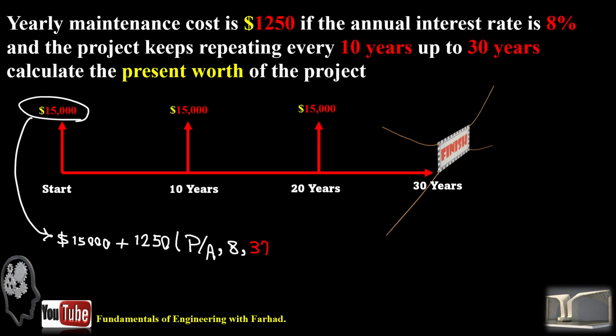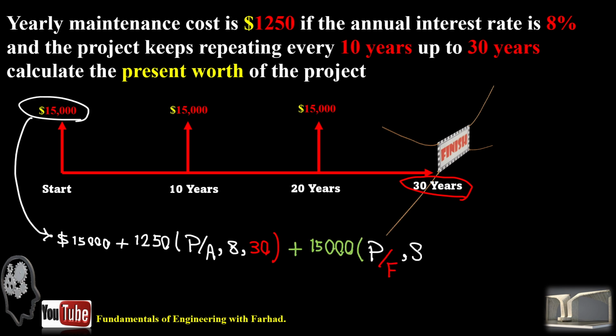Then the annual maintenance, which is 1,250, times a coefficient for present worth from the annual maintenance at an 8% interest rate over the entire project time span, which is 30 years.